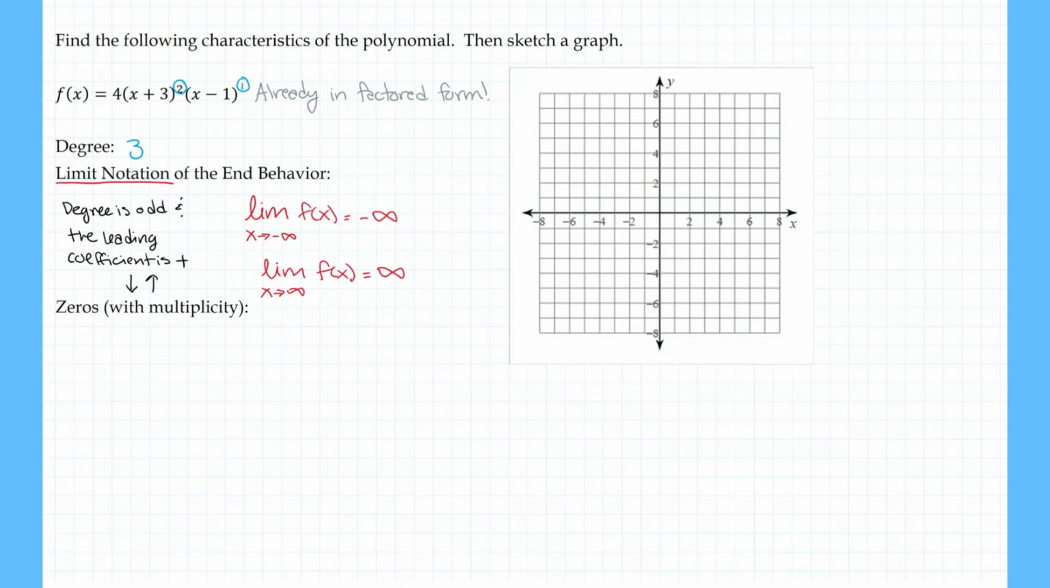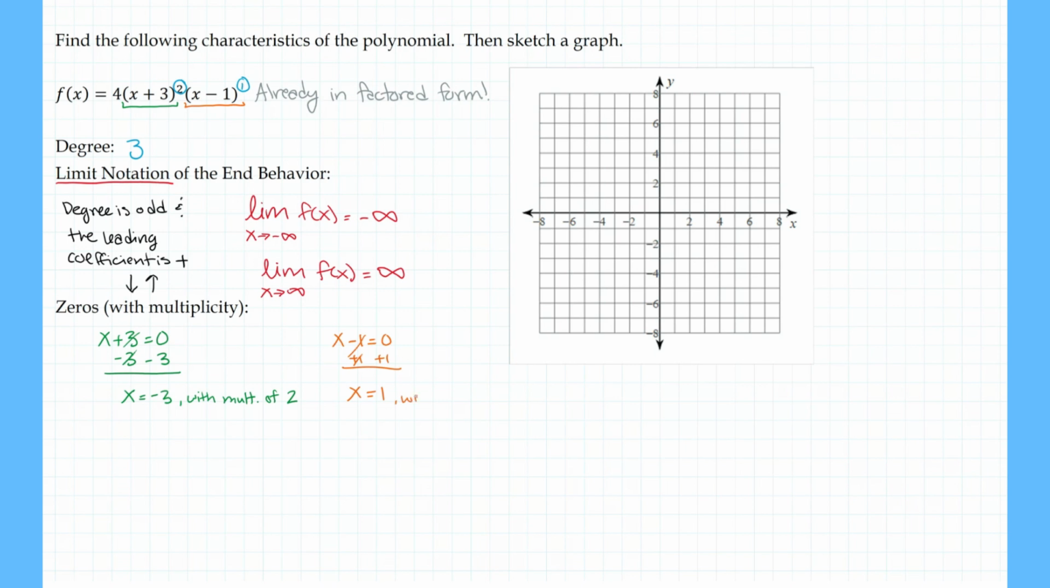Next, we're going to look at the zeros. We're going to set each factor with an x equal to 0 and solve. So we have x plus 3. That gets us a 0 at negative 3. Multiplicity is talking about the exponent. So it has a multiplicity of 2, and that's going to impact how our graph looks. Our other 0 is x minus 1. We're going to set that equal to 0. So we have a 0 at x equals 1, and this one has a multiplicity of 1.